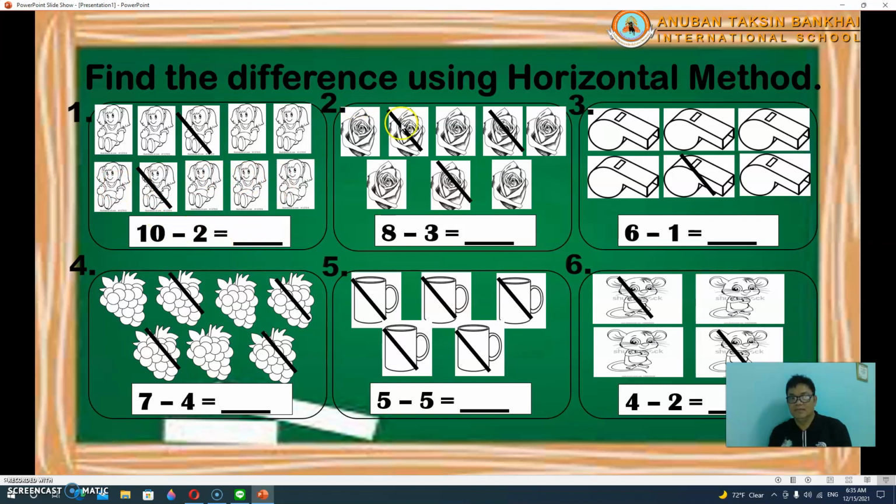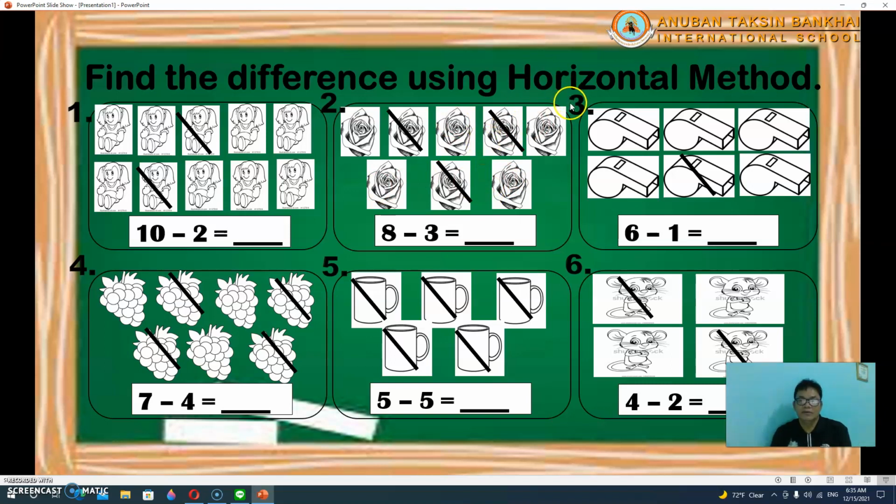What are they? Roses. How many roses are there? 1, 2, 3, 4, 5, 6, 7, 8. So 8 roses minus 3. 1, 2, 3. So 8 minus 3 equals 1, 2, 3, 4, 5. Correct, very good. The answer is 5.